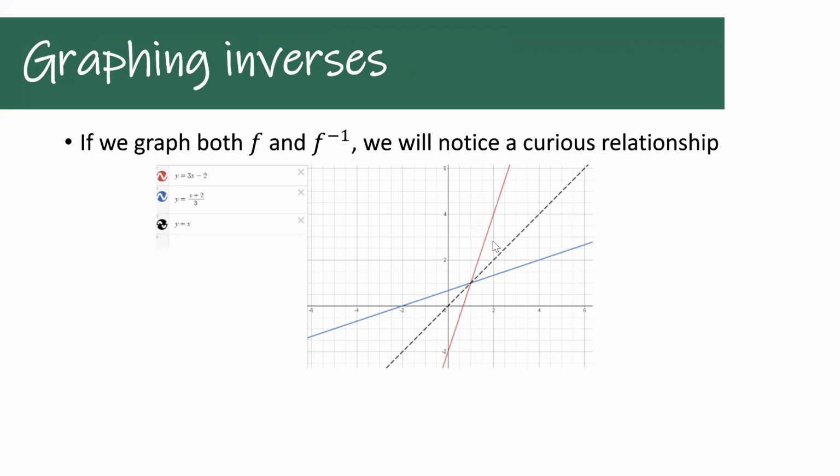This red line was our original, okay? This red increasing line was 3x minus 2. This blue line is our inverse, (x plus 2) divided by 3. If you look carefully, this dotted line here is y equals x, just the identity function. And if we rotate it around y equals x, if we use y equals x as a mirror, that is going to give us our inverse function. So it is symmetric around y equals x if it's the inverse.